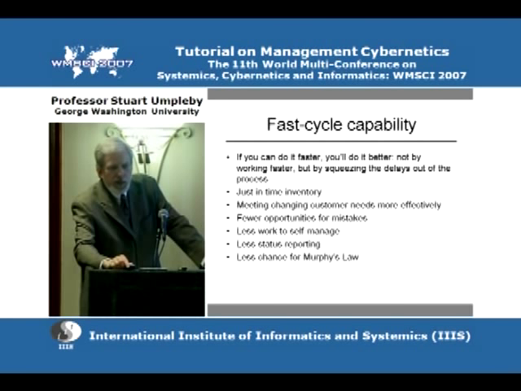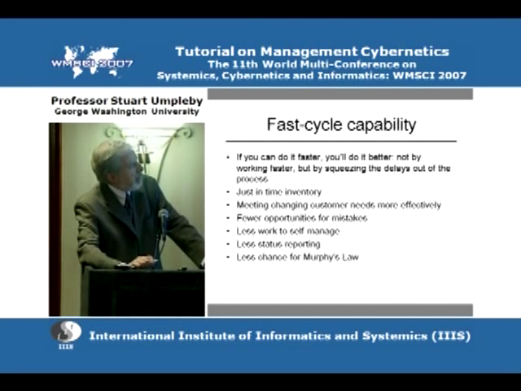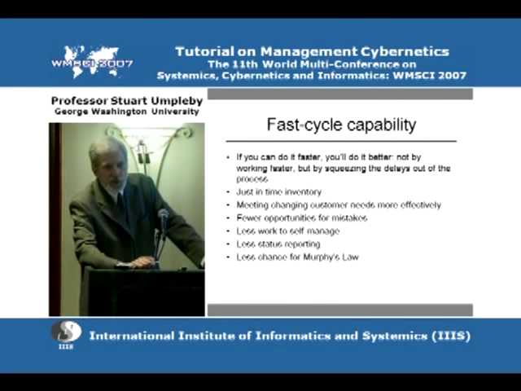If, however, you focus on processes and you try to reduce the time in the process, that is, you focus on fast cycle capability, you often achieve a variety of benefits. If you do it faster, you'll do it better, not by working faster, but by just squeezing delays out of the process. Just-in-time inventory is an example. Meeting changing customer needs more effectively because you're responding more rapidly. You have fewer opportunities for mistakes, less work to self-manage.